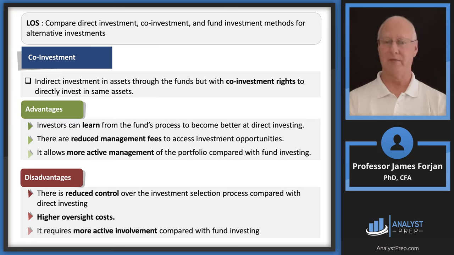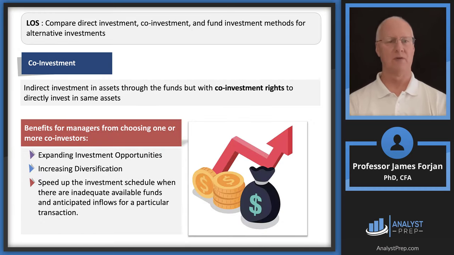Now, with co-investment, you have reduced management fees and it allows for more active management, as I just mentioned. Reduced control, higher oversight costs, and more active involvement. Those things make sense here. So why do we do this? Why do we want to choose one or more co-investors?